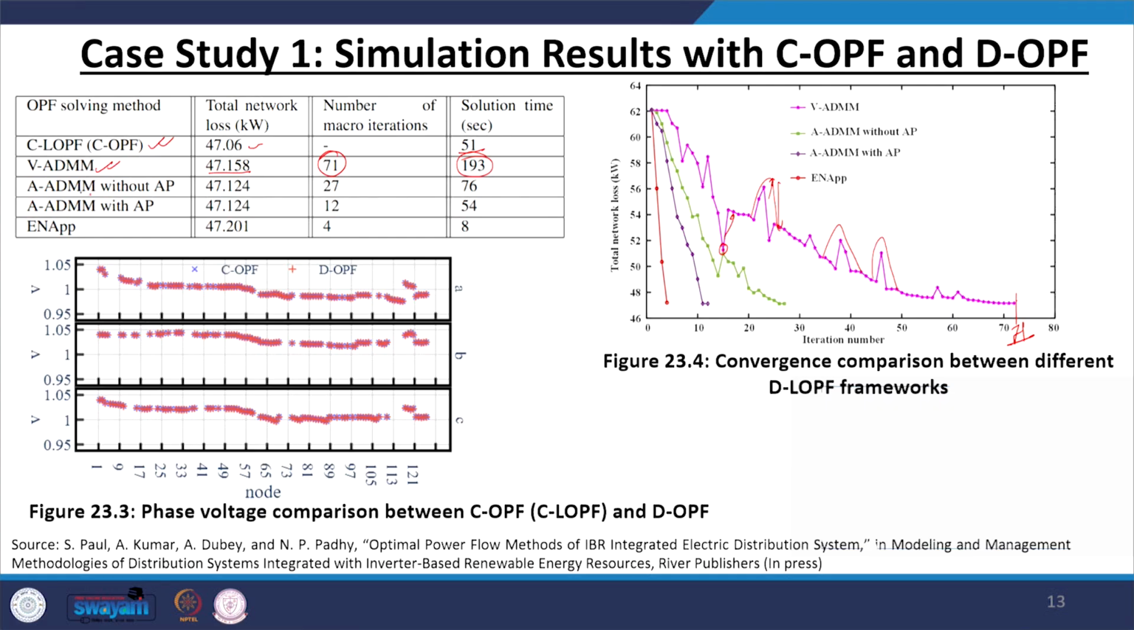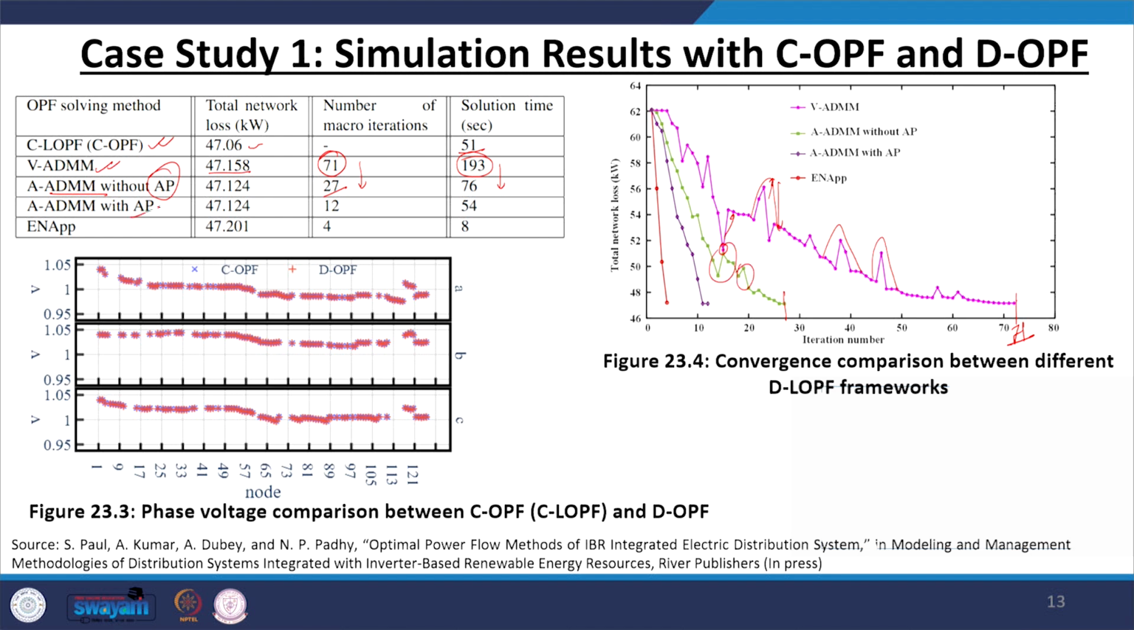So, now we use the accelerated ADMM without the adaptive penalty parameter, that means only with the predictor corrector method. We can see that the number of macro iterations has been reduced significantly. We have reduced from 71 to 27, and similarly your solution time has reduced from 193 to 76 seconds. Also, the fluctuations in the convergence curve have been reduced to very few, only 1 or 2 fluctuations we can see.